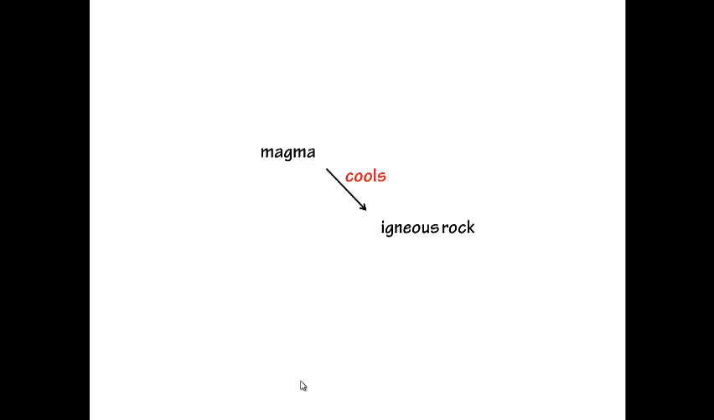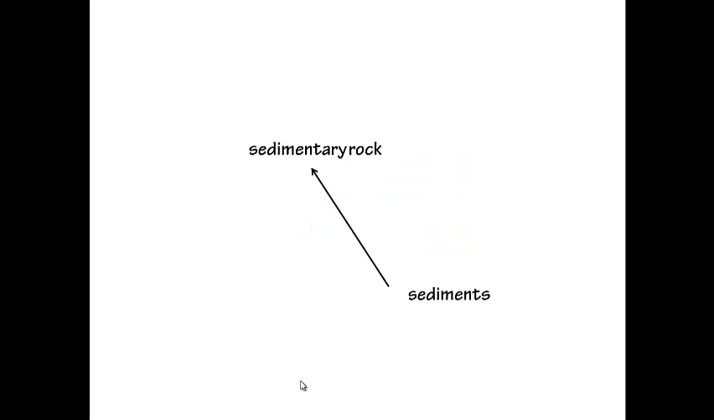Igneous rock is formed when magma cools. Metamorphic rock is formed through heat and pressure applied to igneous and sedimentary rocks. Sedimentary rock forms when sediments undergo compaction and cementation. Now we are going to draw the complete rock cycle. Let's start with magma. When magma cools, it forms igneous rock.